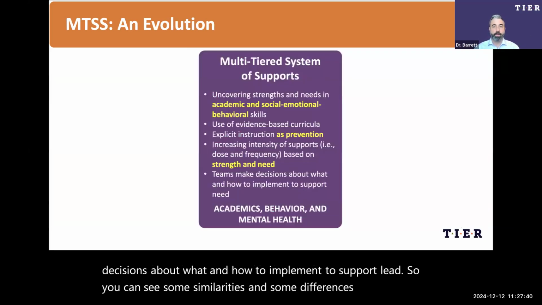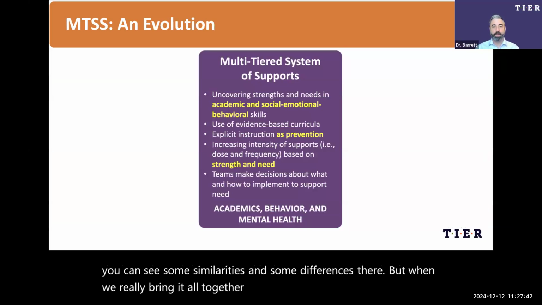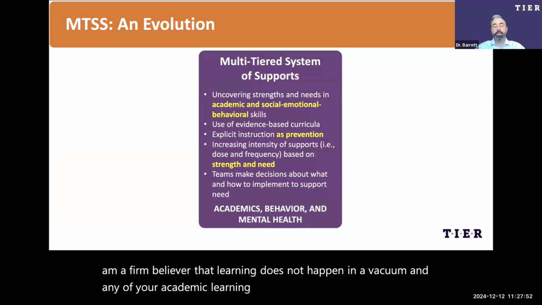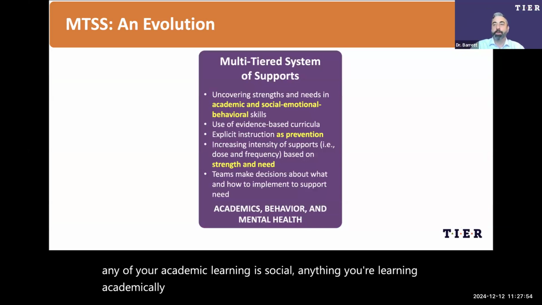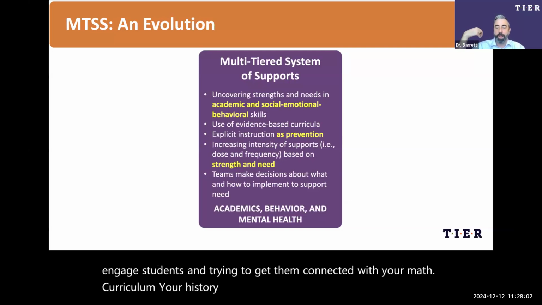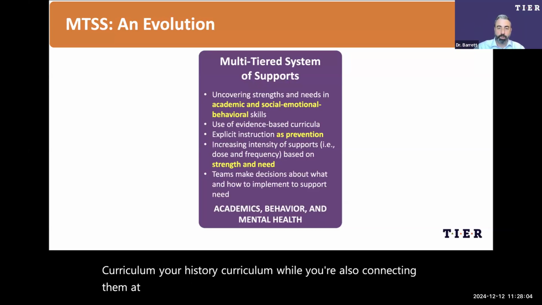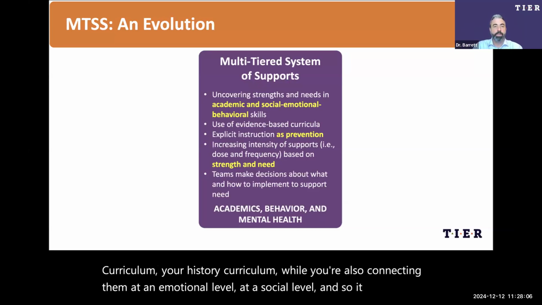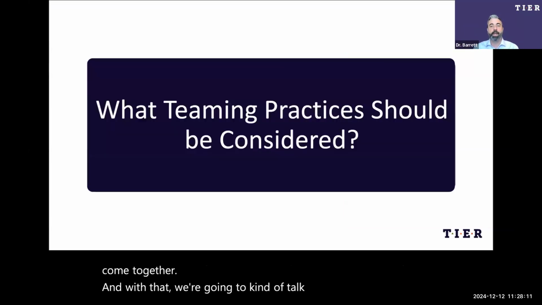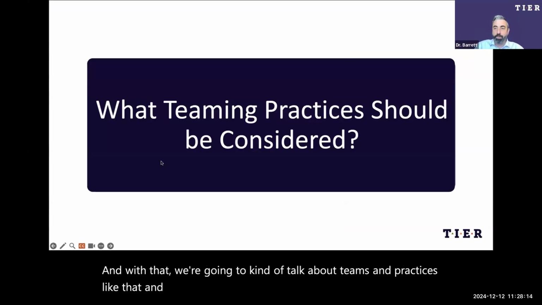But when we really bring it all together, here it is within MTSS. Because again, I am a firm believer that learning does not happen in a vacuum. Any academic learning is social. Anything you're learning academically is emotional. If you're trying to engage students and get them connected with your math curriculum, your history curriculum, you're also connecting them at an emotional level, at a social level. So it really all does come together. With that, we're going to talk about teams and practices like that, and I'll hand the mic to Dr. Kearney.